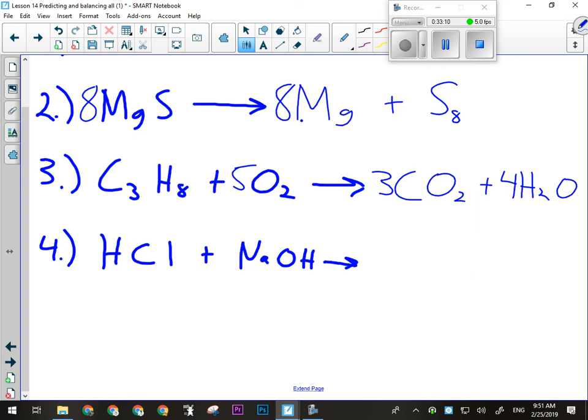Okay, and then for number 4, I've got hydrogen chloride reacting with sodium hydroxide. What kind of reaction is that? It's a double replacement reaction, 2 ionic compounds. So in a double replacement reaction, the metals switch partners. So that means that hydrogen ends up with hydroxide. In other words, it makes water, okay? And sodium ends up with chlorine. Okay? This is an acid-base neutralization reaction, okay?